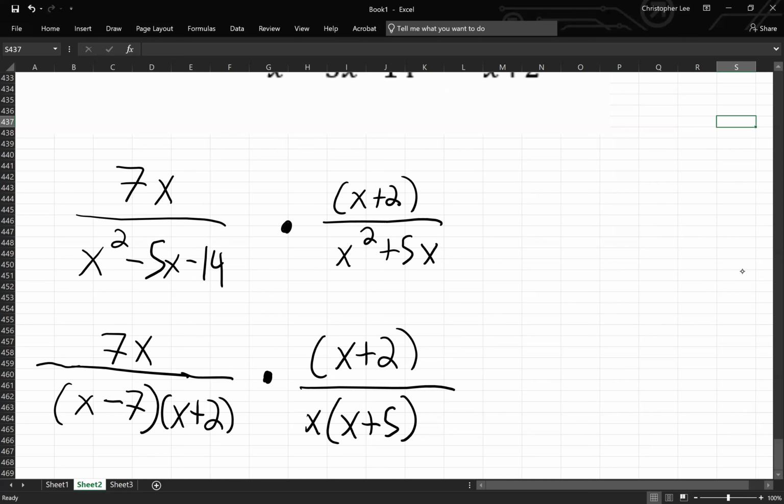All right, so three terms we just factor as normal, use our C method. Two terms we did the greatest common factor, right?